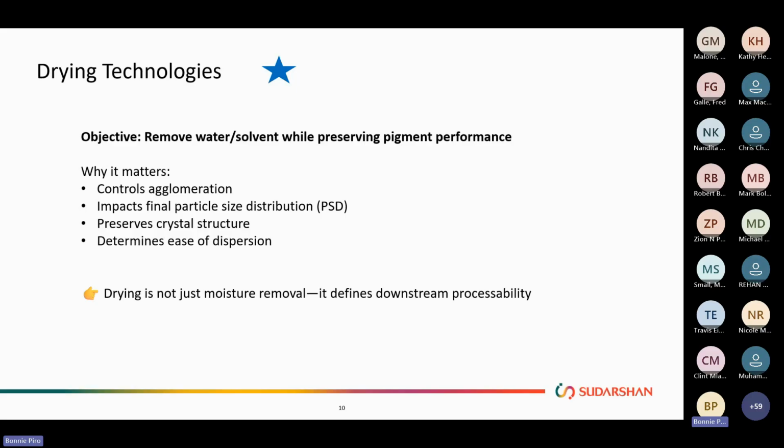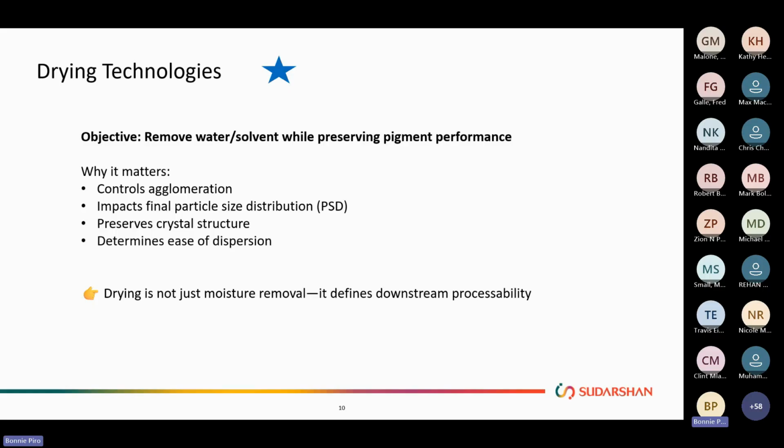So your choice of drying is directly impacting how much agglomeration we get. Particle size distribution definitely impacts that as well. And it sets it up for the next step, any kind of milling that is done.